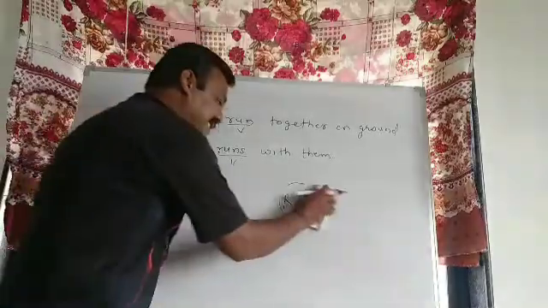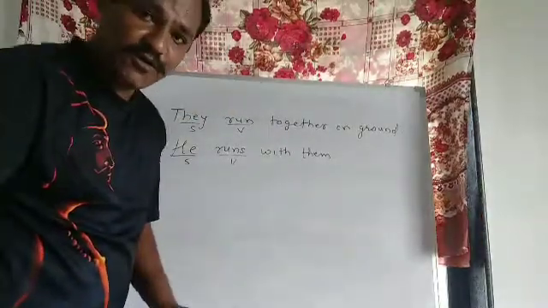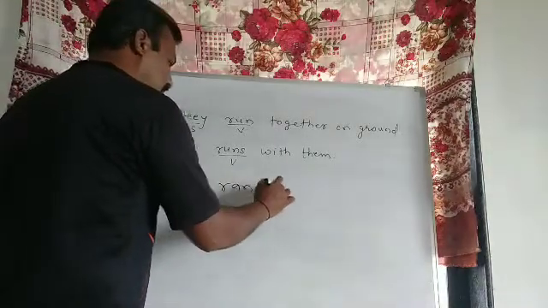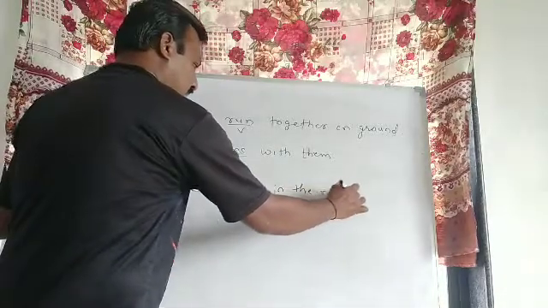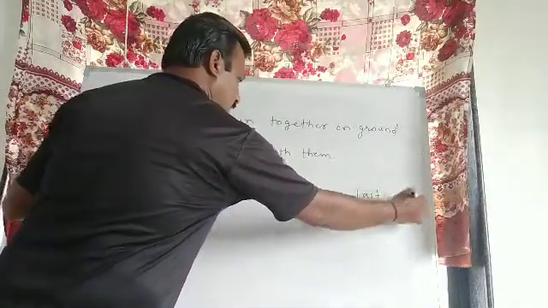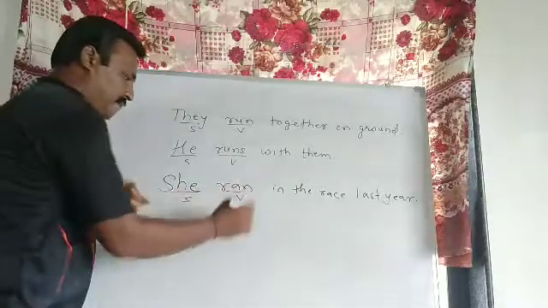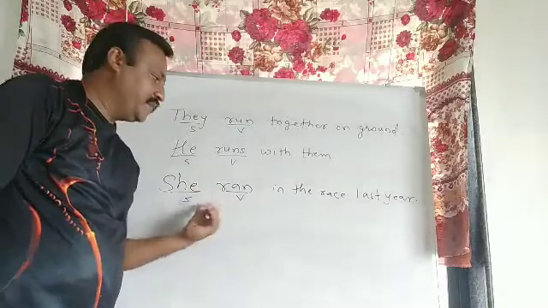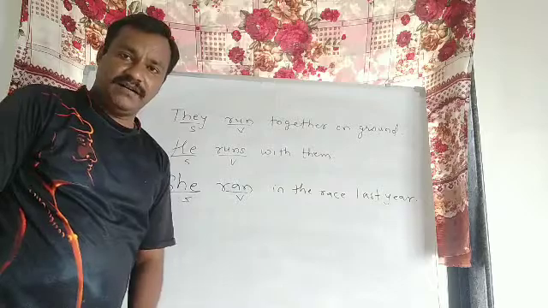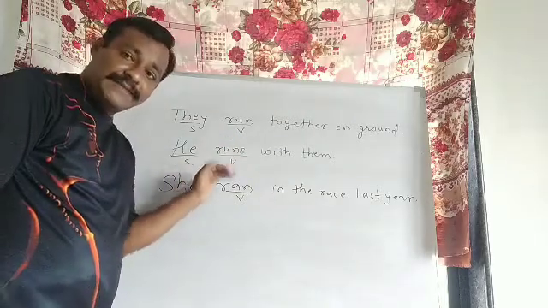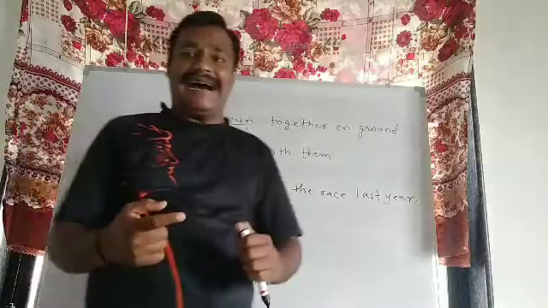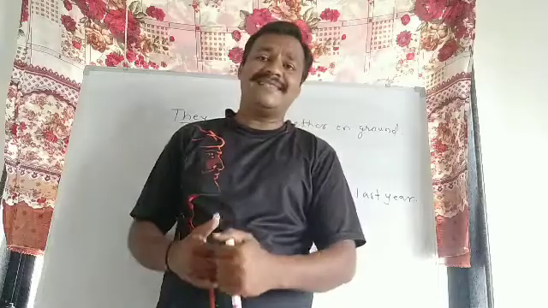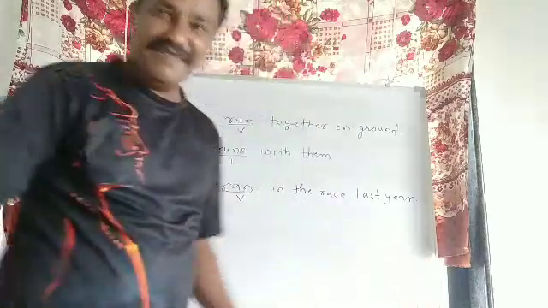Another form, like if I change the tense, at that time also it changes its form. For example, run becomes ran. Why? Because I have changed the tense. She ran in the race last year. Run, runs, ran. Such kinds of verbs are called finite verbs. Clear? Now we'll discuss non-finite verbs. Let's study with some examples.